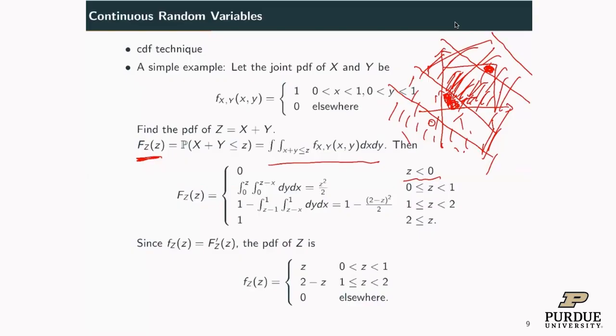Now I can get the CDF of Z. After you get the CDF of Z, you take the derivative. You can get the PDF of Z. So this is the distribution of Z. What is Z? Z is X plus Y.